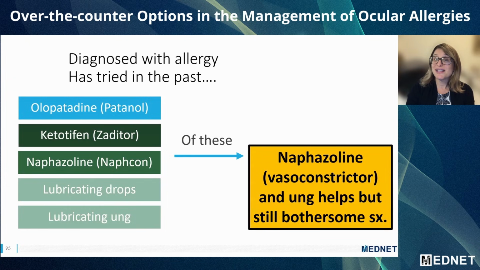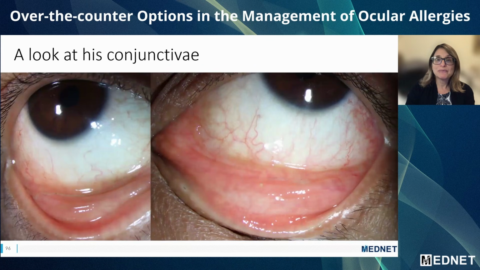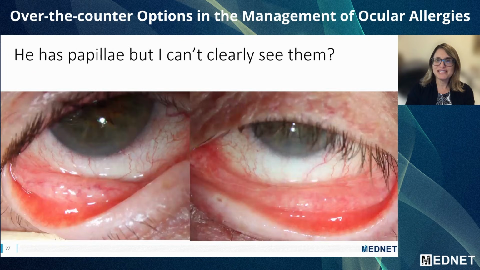The one thing that does help is his vasoconstrictor, but again, we're trying to avoid chronic vasoconstrictor use, and he's just really unhappy with his course. And when we look at his palpebral conjunctiva, we see something that I haven't shown you before. You can't really see the blood vessels, but you also really can't see papillae. The whole thing seems to be covered by something gelatinous.